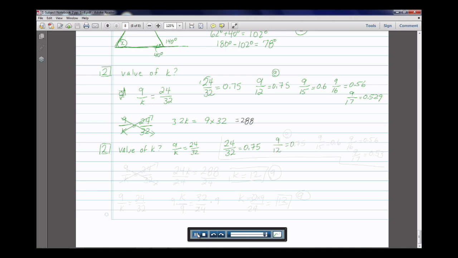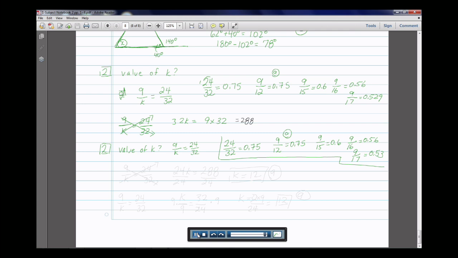So 9 over 12 is 0.75. And you find the right answer is A. If you want to check the other answers, just to be sure, you see 9 over 5 is 0.6, 9 over 15 was 0.6, 9 over 16 is 0.56, and 9 over 17 would round to 0.53. So that's one method you can use.